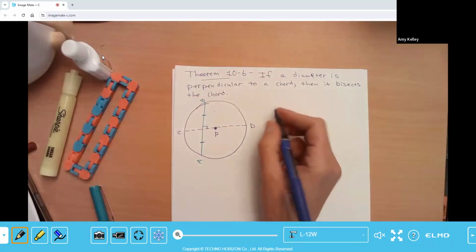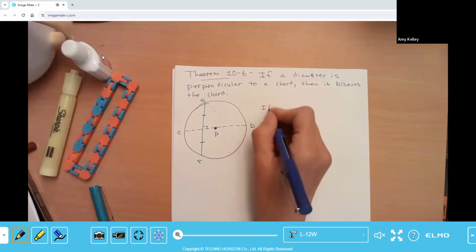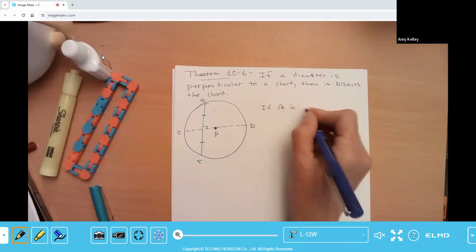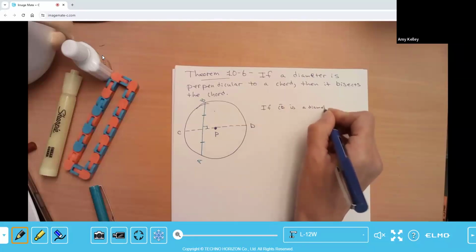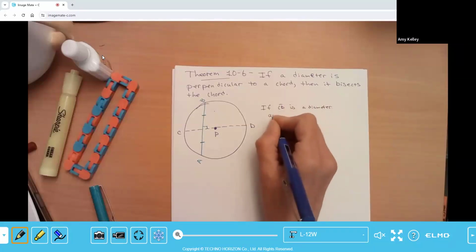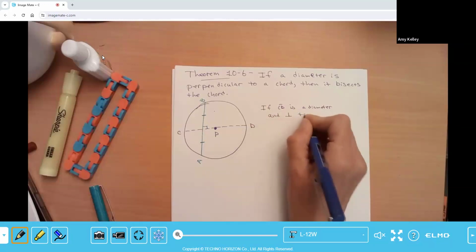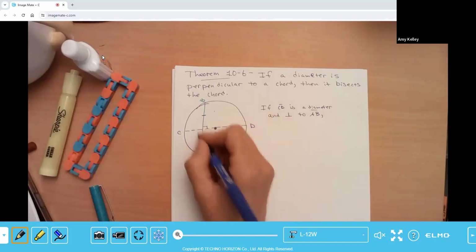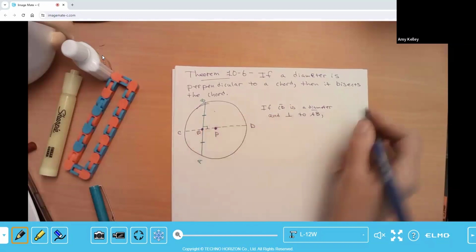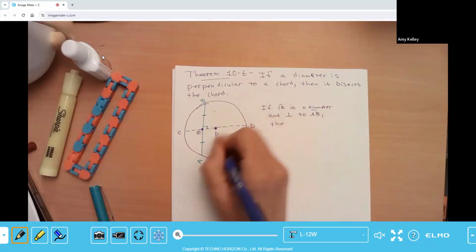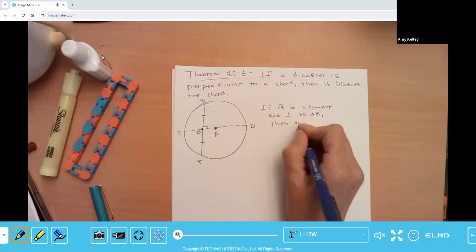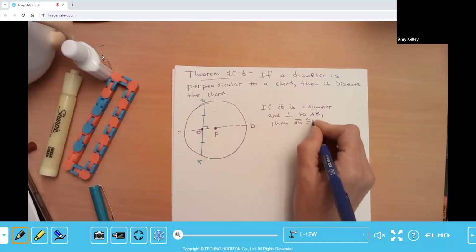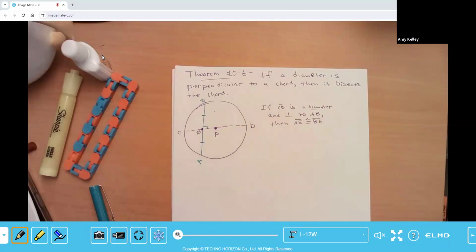So we can say if CD is a diameter and is perpendicular to AB, and I should label a point here. Let's call this E. Then that means AE and BE are congruent. Any questions there?